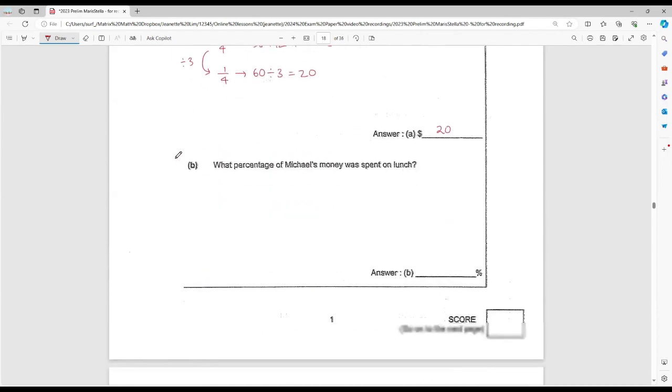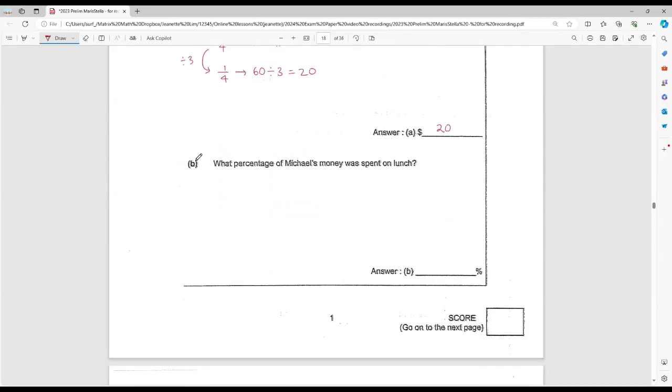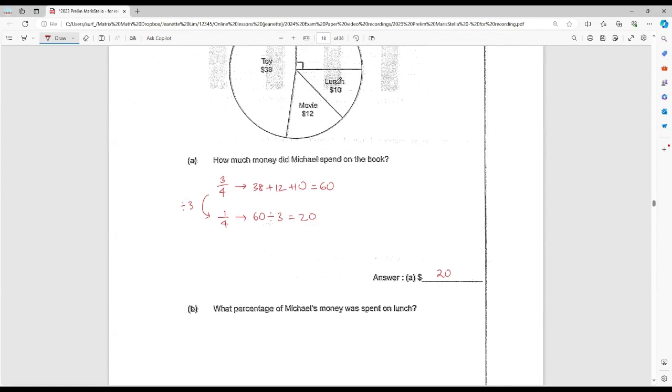Next, what percentage of his money was spent on lunch? Now for lunch, it's $10 out of the total. So the total amount of money spent will be, since 1/4 is 20, right? So the total will be 20 times 4, because the whole thing is 4/4. So since the total is 80, the amount spent on lunch is 10.